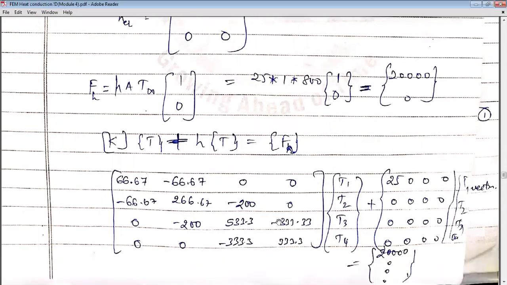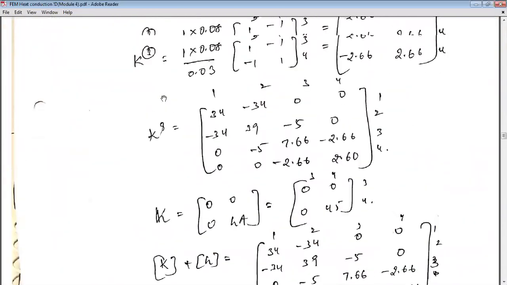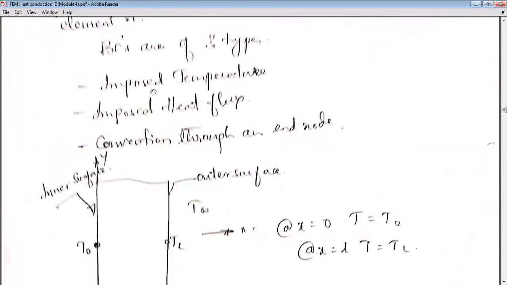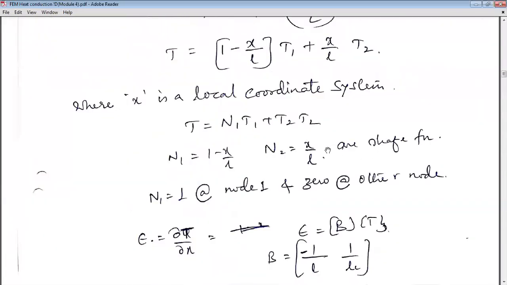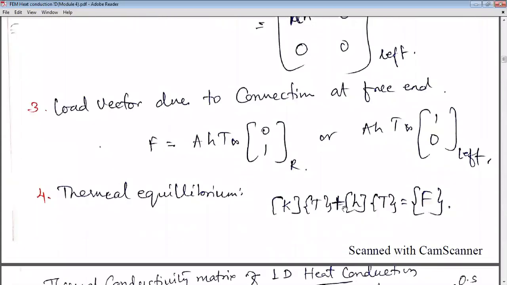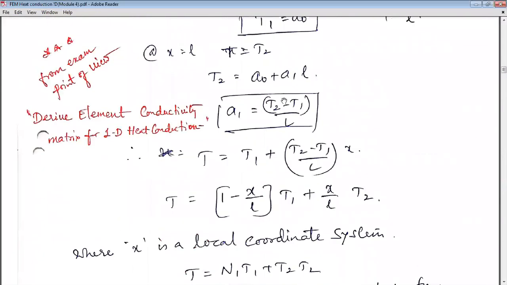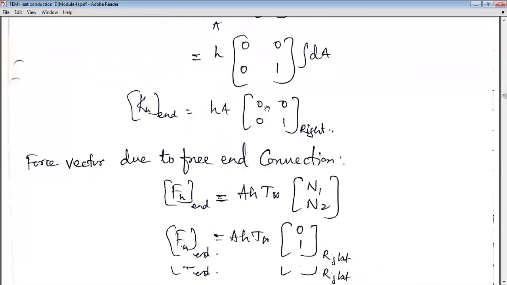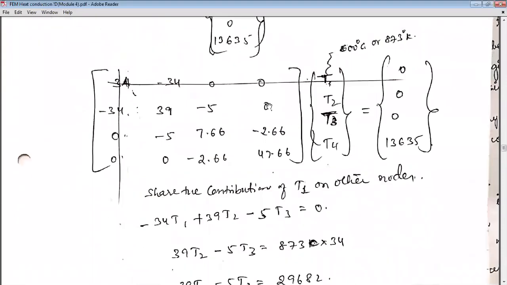So KT plus HT, where you have seen this equation, I'll just show you in the beginning. KT plus HT equals F. In the previous problem, I added both and wrote them in one stretch. Here I'm doing it separately. You can do it in whichever fashion you want. Just try to add this.